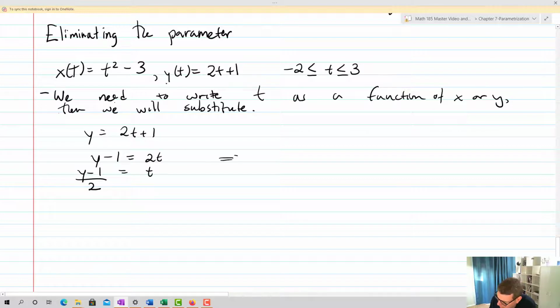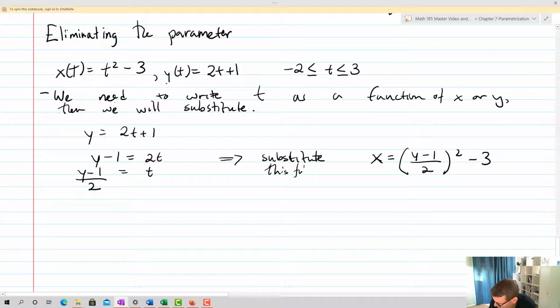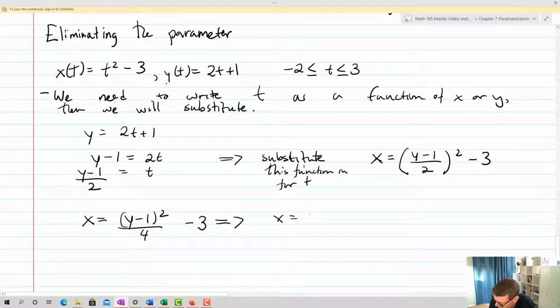Okay? Then what we'll do is we'll substitute. So we substitute this function in for t, and we're going to get x equals y minus 1 over 2, squared, minus 3. And then we simplify. So this is going to end up being x equals y minus 1 squared over 4 minus 3. And we could just rewrite this as x equals 1/4 times y minus 1 squared, minus 3.